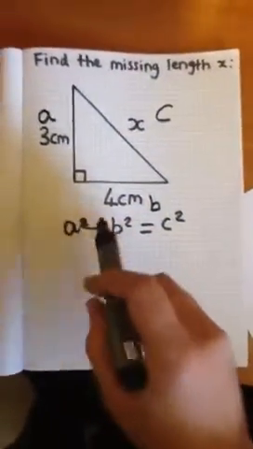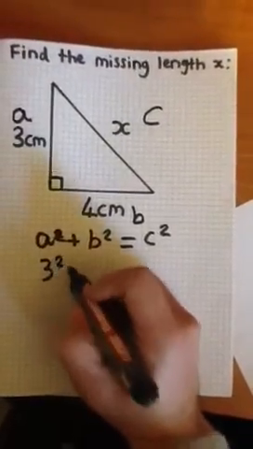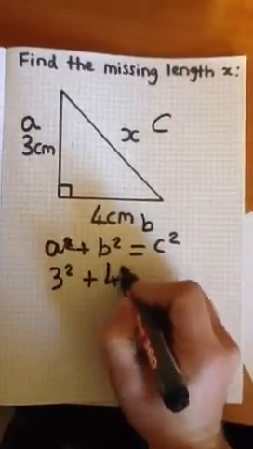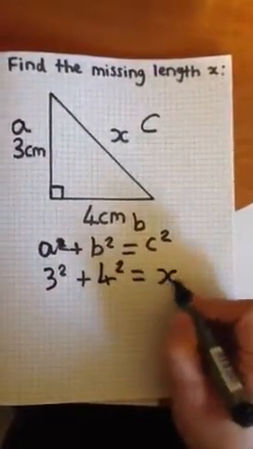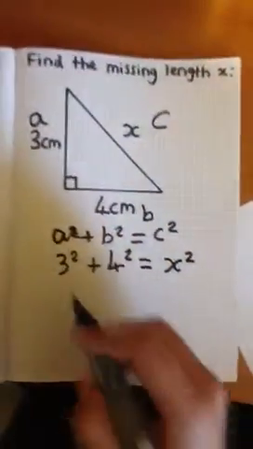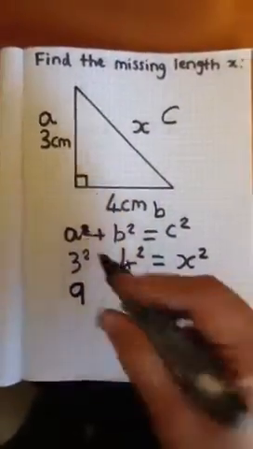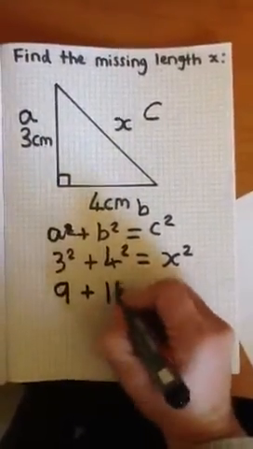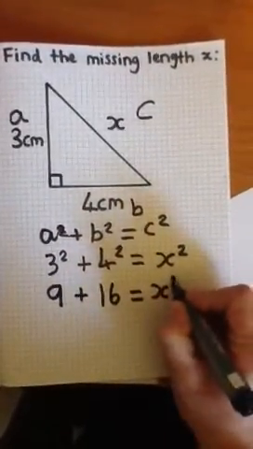Right, so if we substitute this in, instead of A squared, I'm going to put 3 squared plus, and instead of B squared I'm going to write 4 squared. Instead of C squared I'm going to write x squared, because that's the length that we're trying to find. Okay, now we'll work these out. So 9 is the answer to 3 squared, 3 times 3. 4 squared, 4 times 4 is 16. And it still equals x squared because we still don't yet know the value of it.